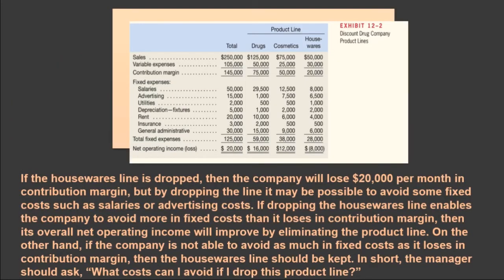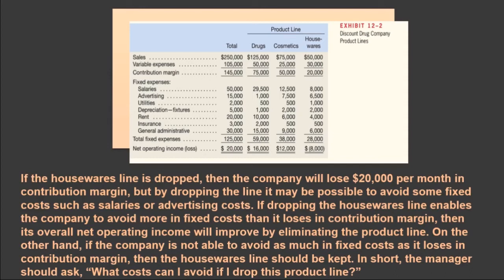If the housewares line is dropped, then the company will lose $20,000 per month in contribution margin. But by dropping the line, it may be possible to avoid some fixed costs such as salaries or advertising costs. If dropping the housewares line enables the company to avoid more in fixed cost than it loses in contribution margin, then its overall net operating income will improve by eliminating the product line.